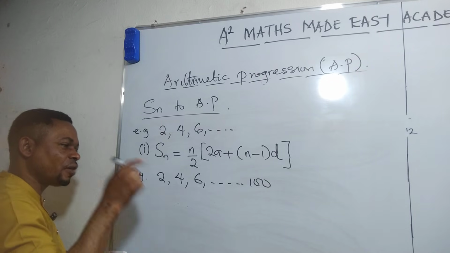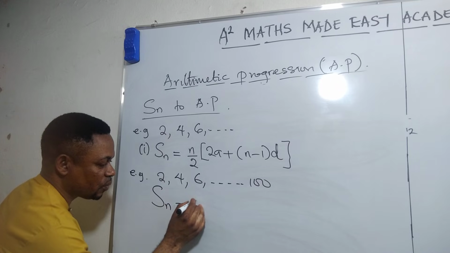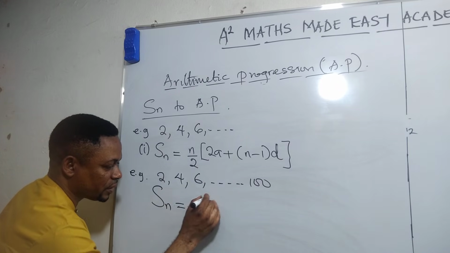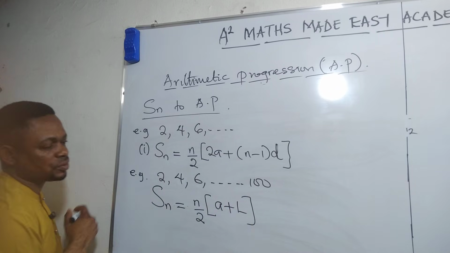It has a particular formula on its own, where I will say S subscript n is equal to n over 2, open bracket a plus L. So this is how to form this.